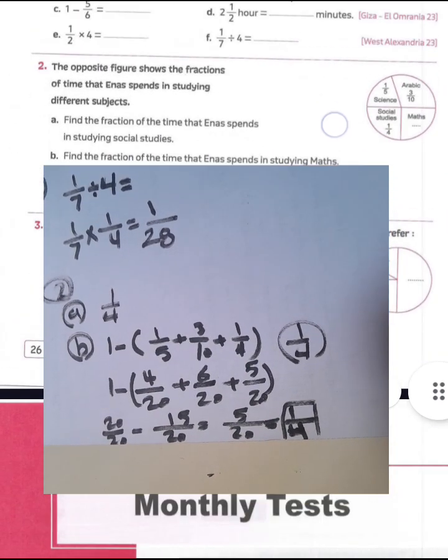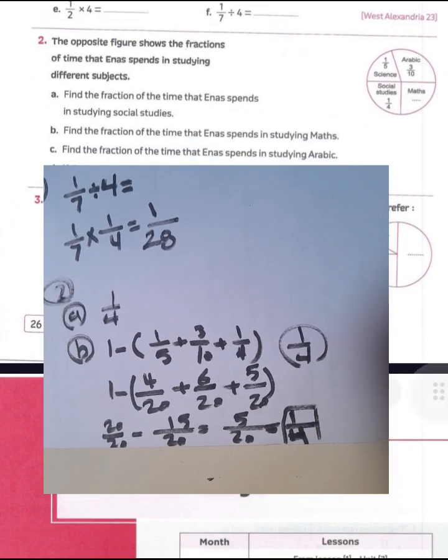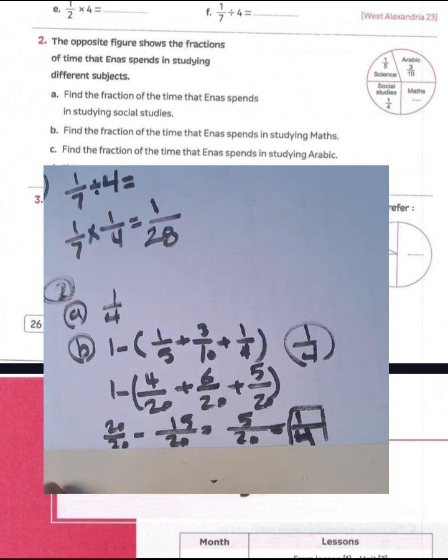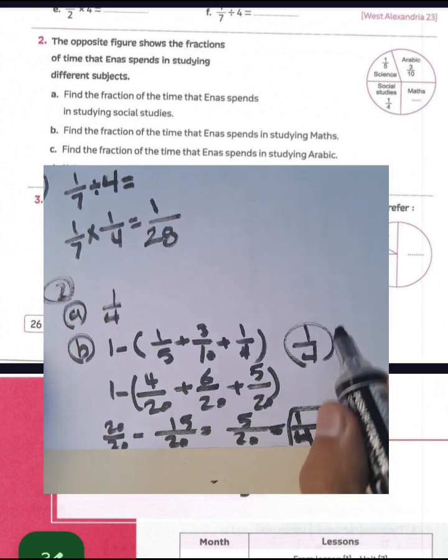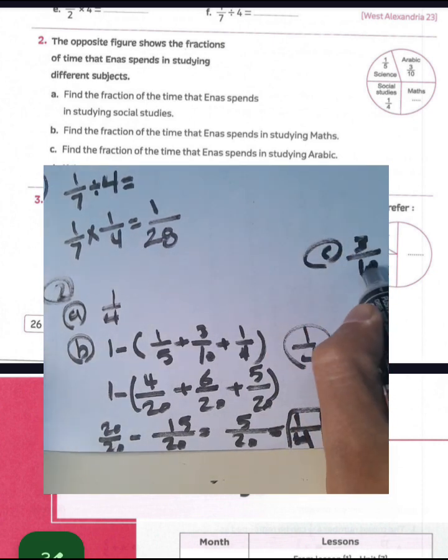Question letter C, find the fraction of time that Ines spends studying Arabic. Okay, studying Arabic here, 3 over 10. Okay, letter C, the result will be 3 over 10.